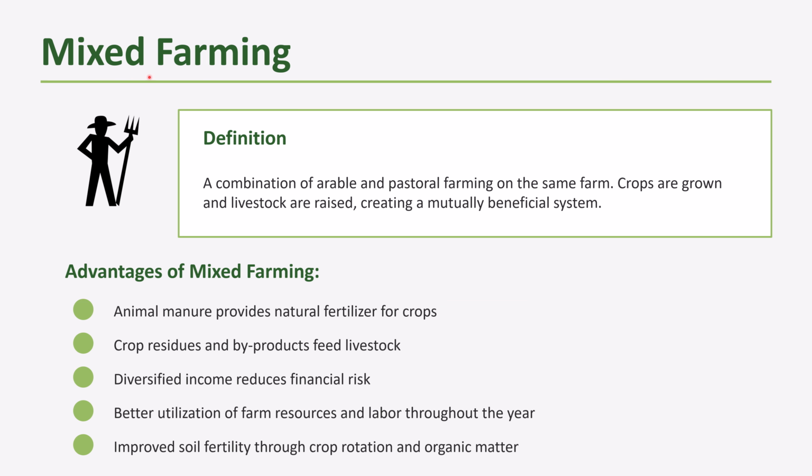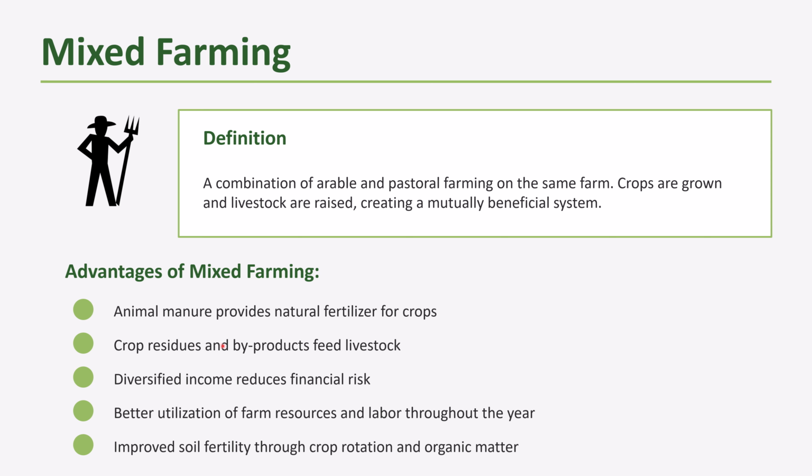The third type of agriculture is mixed farming. This is a mutually beneficial system where crops and livestock are raised on the same farm. The definition is a combination of arable and pastoral farming on the same farm. Crops are grown and livestock are raised, creating a mutually beneficial system. This integration offers several distinct advantages.